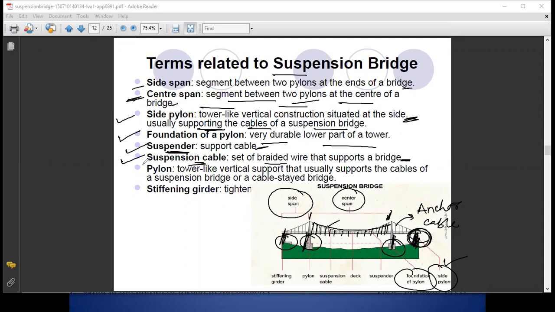The next is a pylon or the tower. This is a vertical support that usually supports the cables of a suspension bridge or, in the case of a cable stayed bridge, the cable stayed bridge.